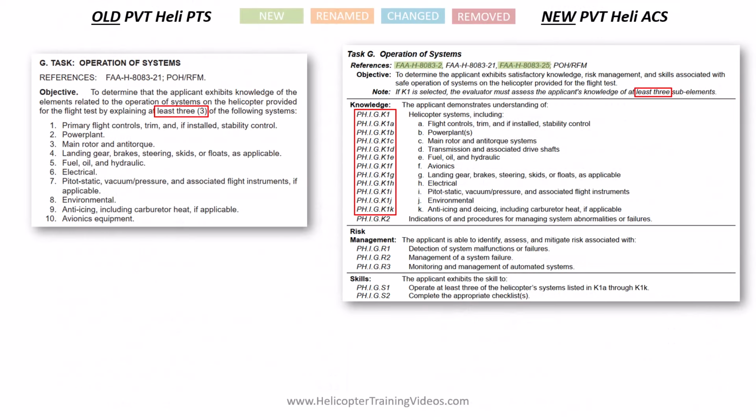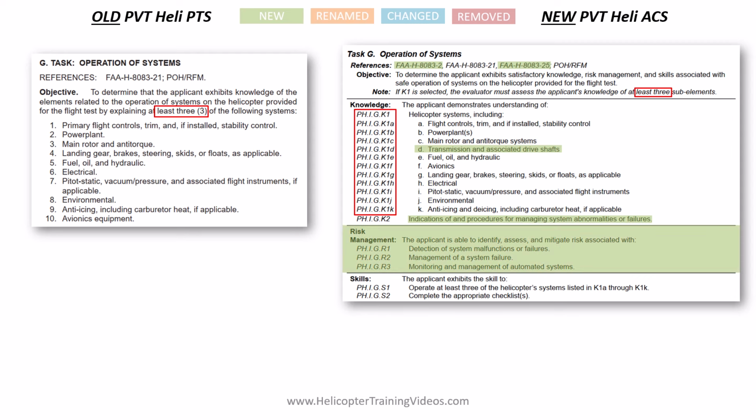Here it says if you choose K1, then you'll be assessed on at least 3 sub-elements. That's very similar to the PTS. There are some changes to the sub-elements, though. There's now transmission and associated drive shafts, so you'll be expected to explain how engine power gets transferred to the main and tail rotors. Also, K2 talks about the indications of and procedures for managing system abnormalities or failures. So that's really knowing your EPs.